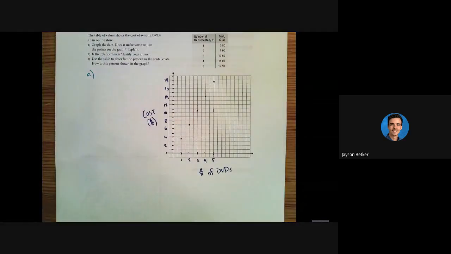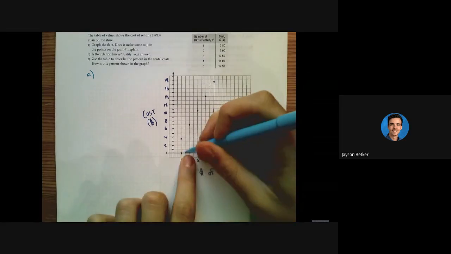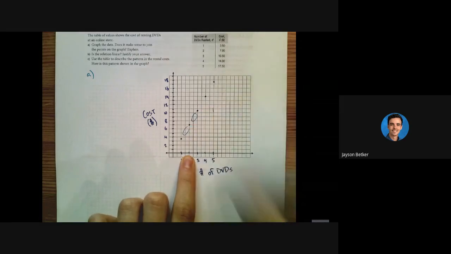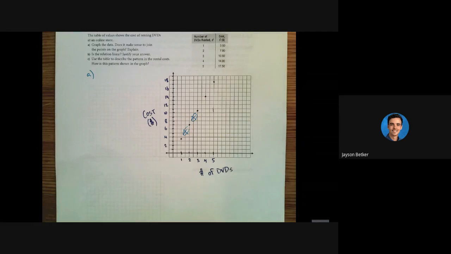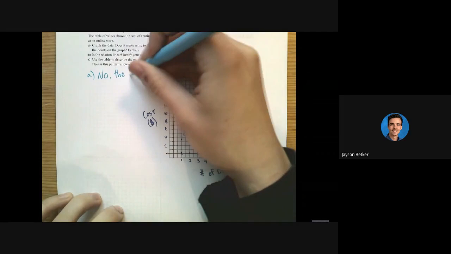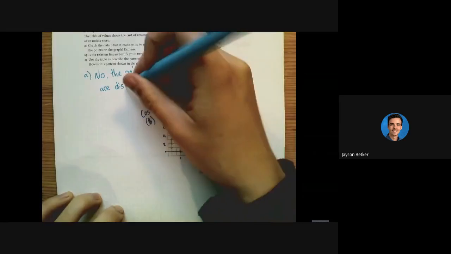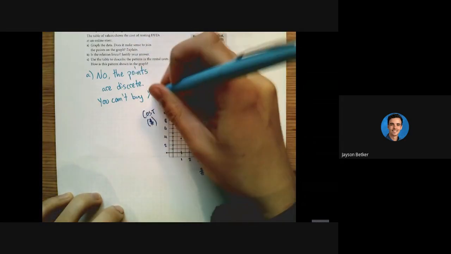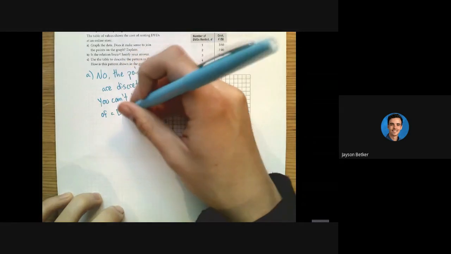Does it make sense to join the points? Well, we can't buy 1.5 DVDs, right? I can't end up at any of these points in between here, because it doesn't make sense to get half of a DVD. So, no. The points are discrete. Explain: we'll say you can't buy 1/2 of a DVD.